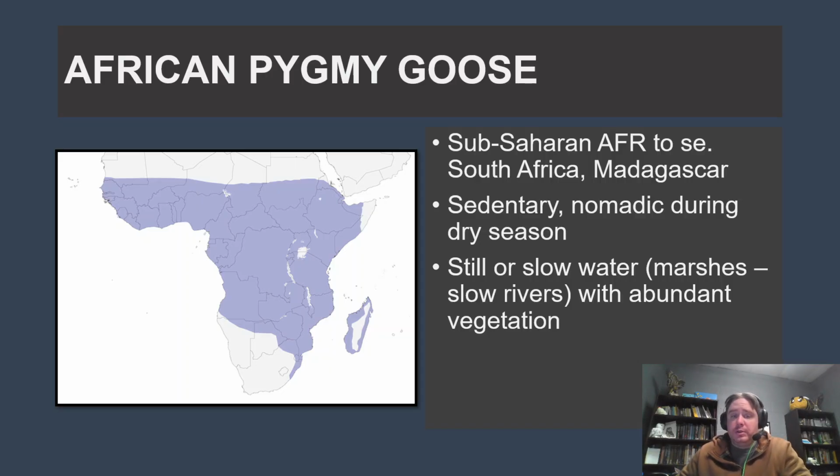They are generally sedentary. They do become nomadic in the dry season. In other words, they follow the water, right? They're following the water. They prefer still or slow water. That ranges from things like swamps and marshes, ponds, lakes, slow rivers, any of those, so long as there is abundant vegetation available.